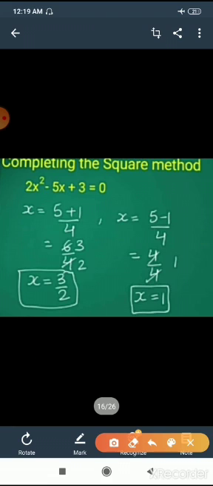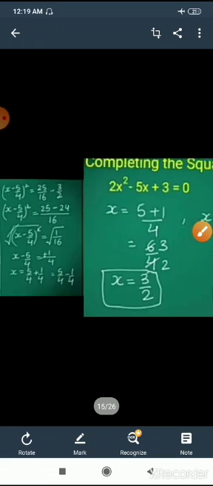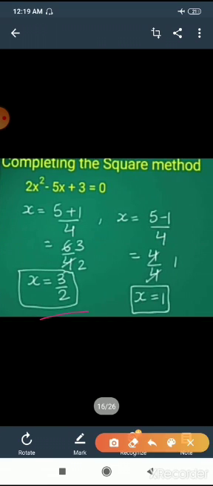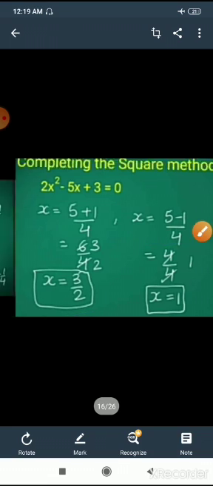That is 5 by 4 plus 1 by 4 is one value and 5 by 4 minus 1 by 4 is another value. So if it is 5 by 4 plus 1 by 4, that is 5 plus 1 by 4, which is 6 by 4, that is 3 by 2, is one solution. If it is 5 by 4 minus 1 by 4, that is 5 minus 1 by 4, 4 by 4, x is equals to 1 is the other solution. So in this way you can find the solution for a quadratic equation by completing the square.